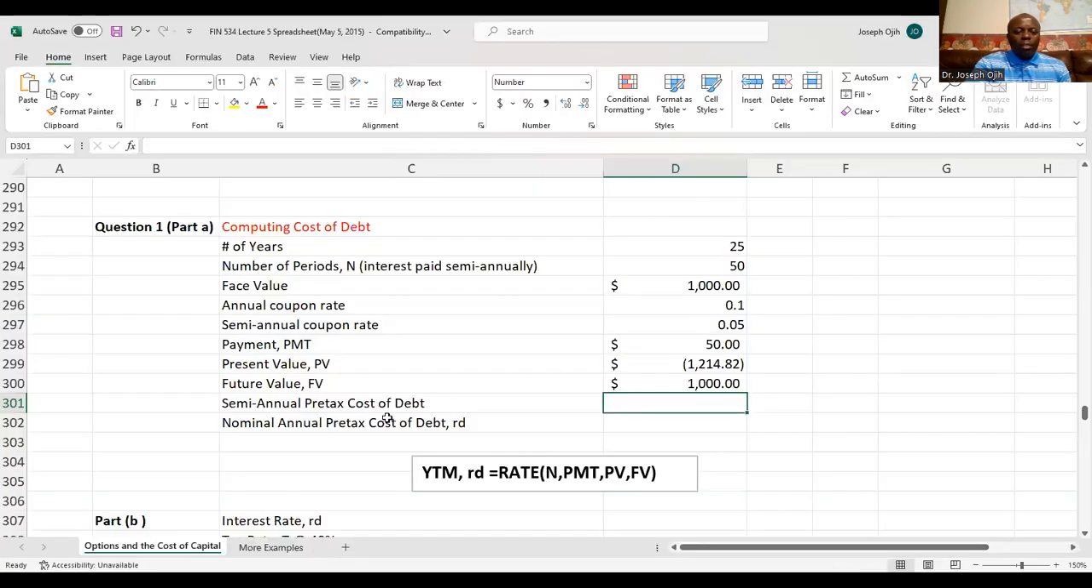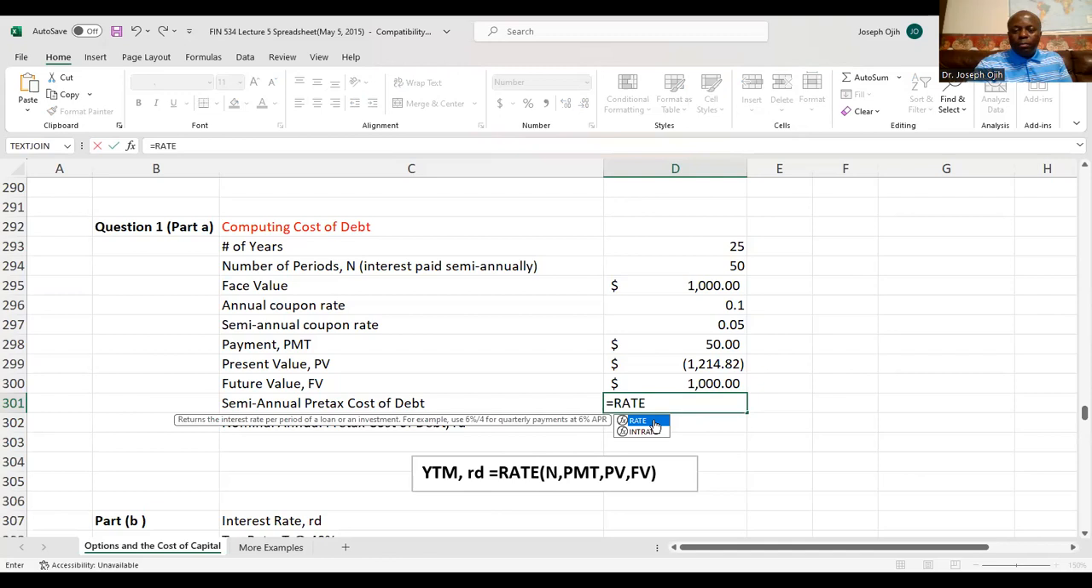So the semi-annual pre-tax cost of debt now equals. Remember, you put an equal sign in the cell in Excel before you make your calculations, to tell the cell to get ready for the computations. So that means the same as the yield to maturity, so we use the RATE function in Excel. We type rate, you can see the formula right here, and it pops up, double click on it.